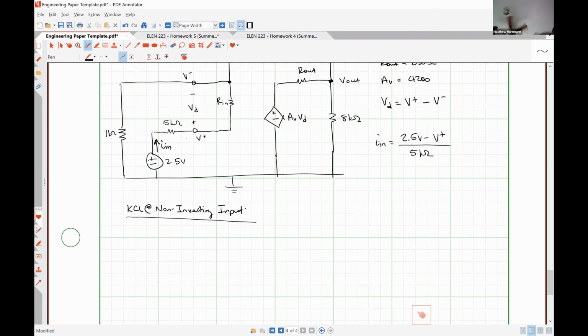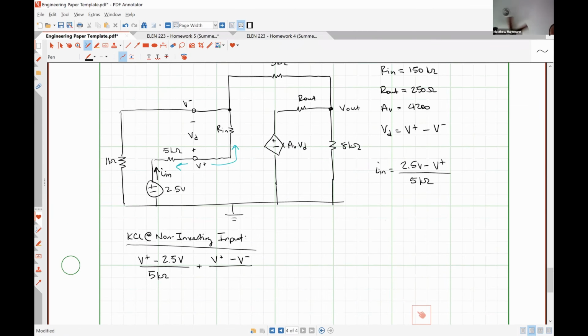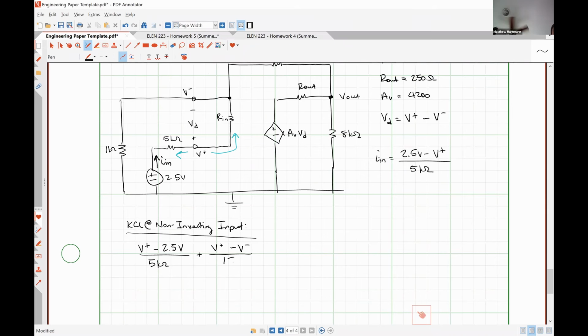So that means we are going to want, let me change the color so I don't confuse myself, this current and this current. So that's going to be V plus minus 2.5 volts divided by 5 kilo ohms plus V plus minus V minus over our input resistance, which you said was 150 kilo ohms, equals zero.